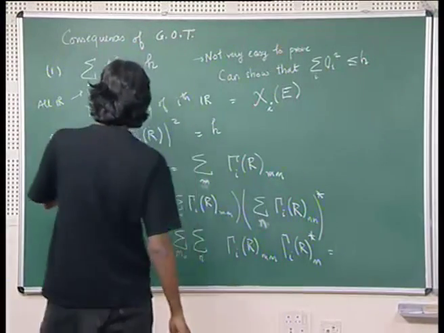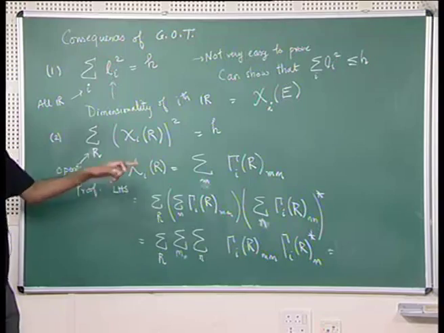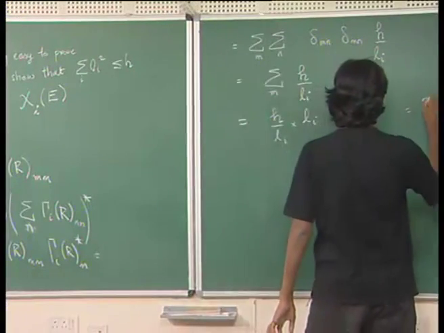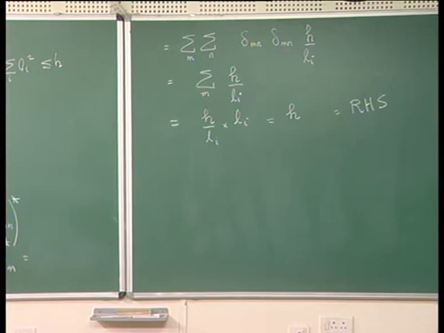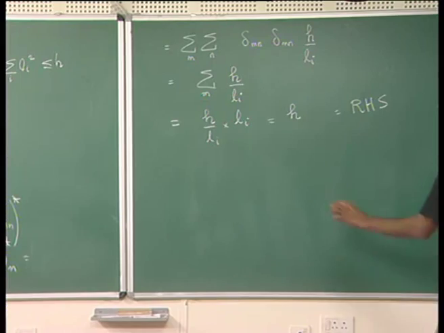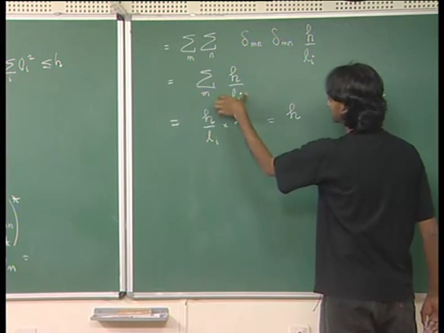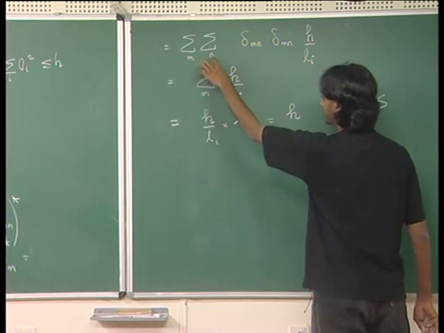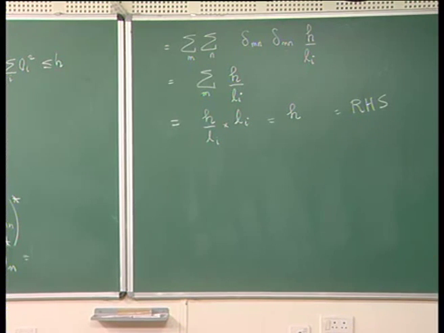So we showed this relation. It follows directly from the GOT, so the proof is complete, and this is equal to the right hand side. The important step is that the sum over m of a constant, where m goes from 1 to L I, is just L I, and this completes the proof.